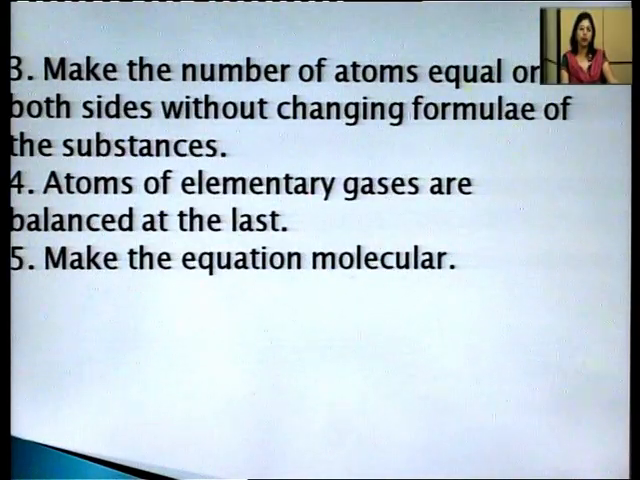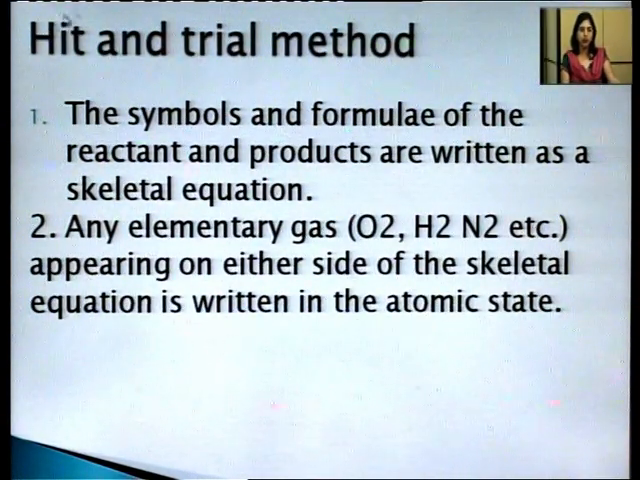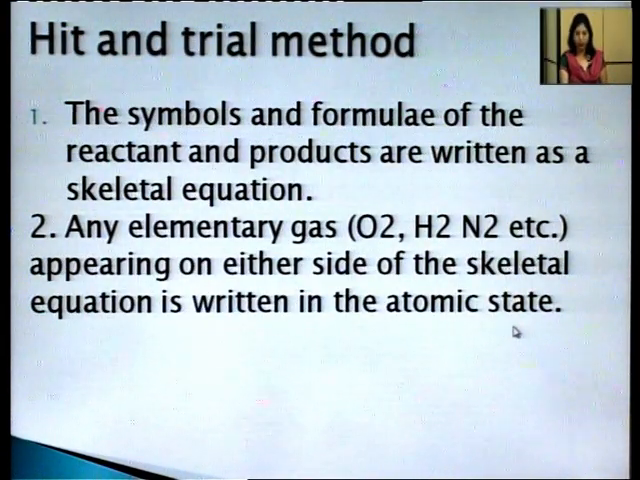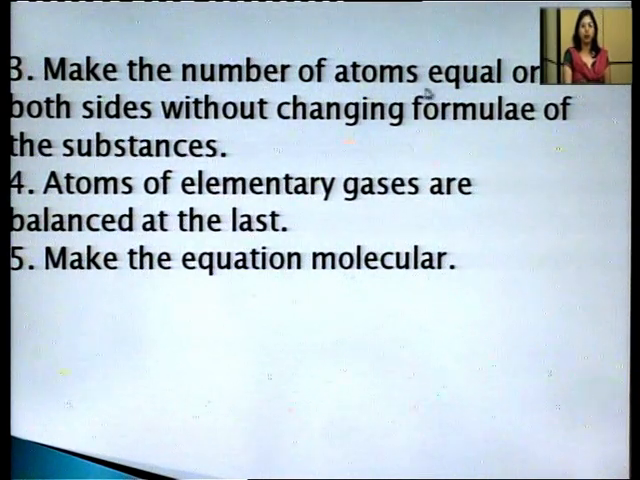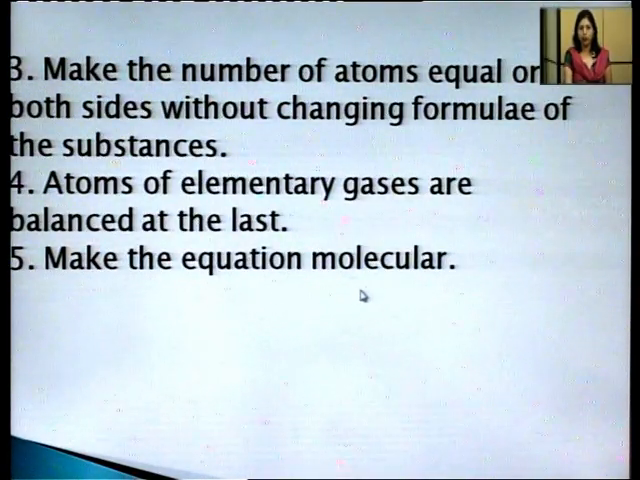So these are the various steps which are to be used during the hit and trial method. Let us just go through once again. In the first step, you have to write the skeletal equation, then change the elementary gases from their molecular form into their atomic state. In the third step, make the number of atoms equal on both sides without changing formulae. Next step is that atoms of elementary gases are balanced at last, and finally make the equation molecular.